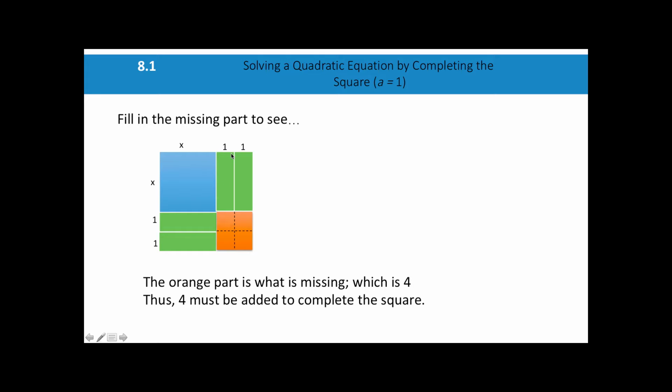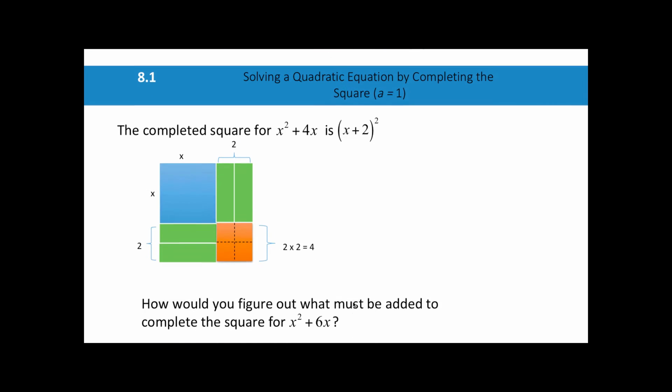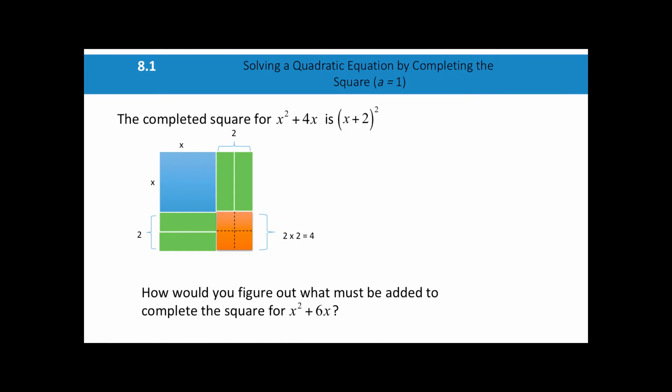Notice that since this is 1, 1, 1, and 1, it creates 1 by 1 smaller squares, and there's 4 of them. So 4 is what must be added to complete the square. The completed square for x squared plus 4x is quantity x plus 2 squared. Since our original square of length x was altered, we added 2 on each side. Remember, a square is a quadrilateral with all 4 sides the same. So the sides now have length x plus 2.